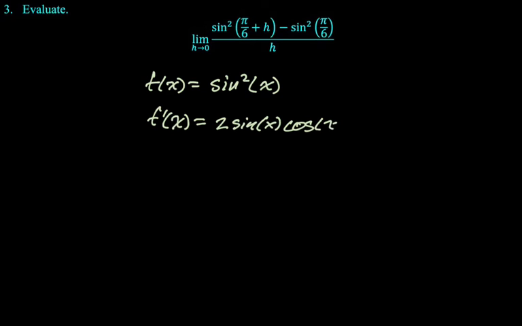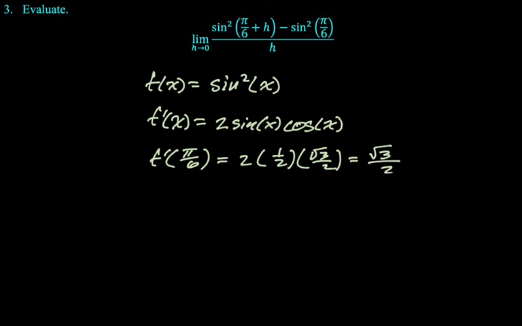It's one of the double angle formulas for sine and cosine, I think, are the most important of the trig formulas in terms of calculus. So now I'm just going to evaluate this at pi over 6. So f prime of pi over 6 is going to be 2. Sine of pi over 6 is 1/2. Cosine is root 3 over 2. So we end up with just root 3 over 2 as our answer, which is pretty nice.